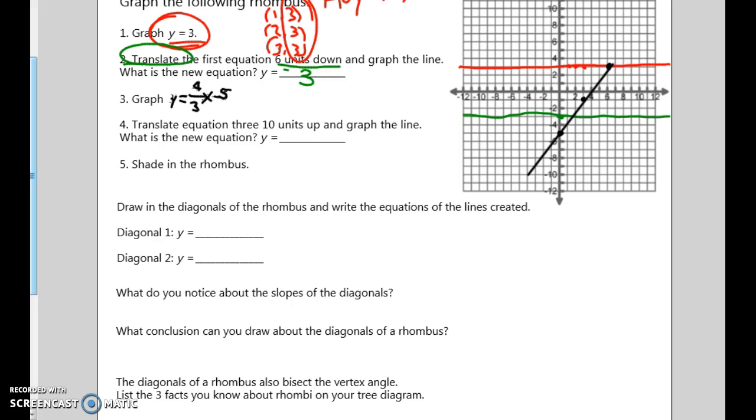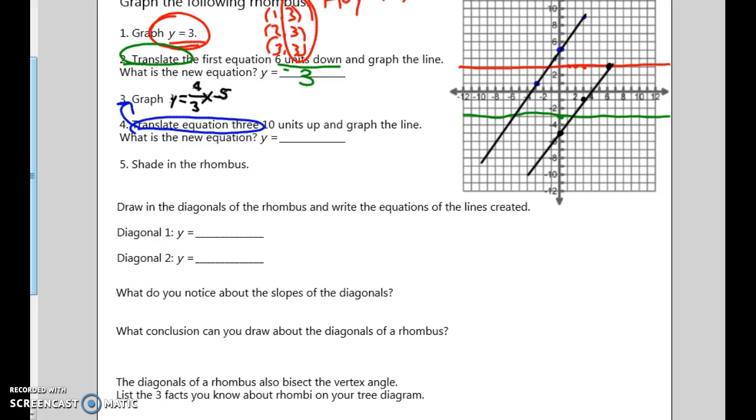Now what? Now what do they want us to do? Okay, it's saying translate equation number 3, 10 units up. Okay, so just take one point and move it up 10, right? 1, 2, 3, 4, 5, 6, 7, 8, 9, 10. Is the slope of the line going to change? No, remember it looks exactly the same. So from that point, I can then go up 4 and over 3. Or remember I can go down 4 and to the left 3. So really what I have now is this line right here.